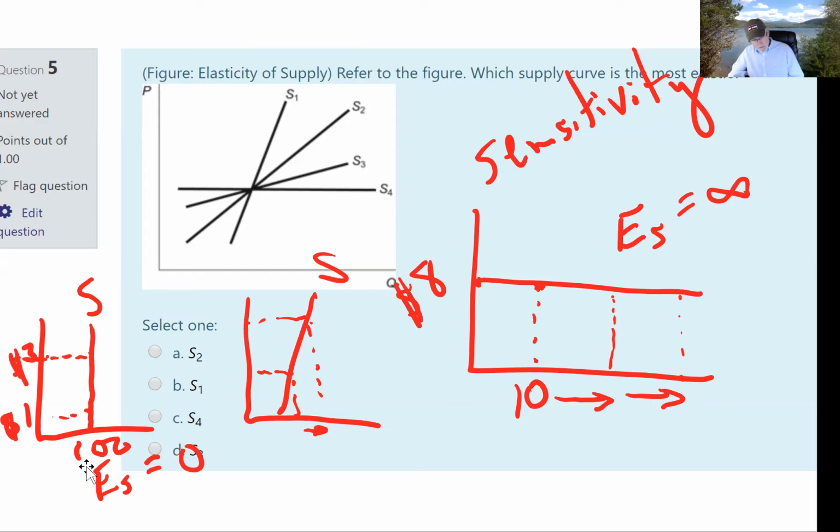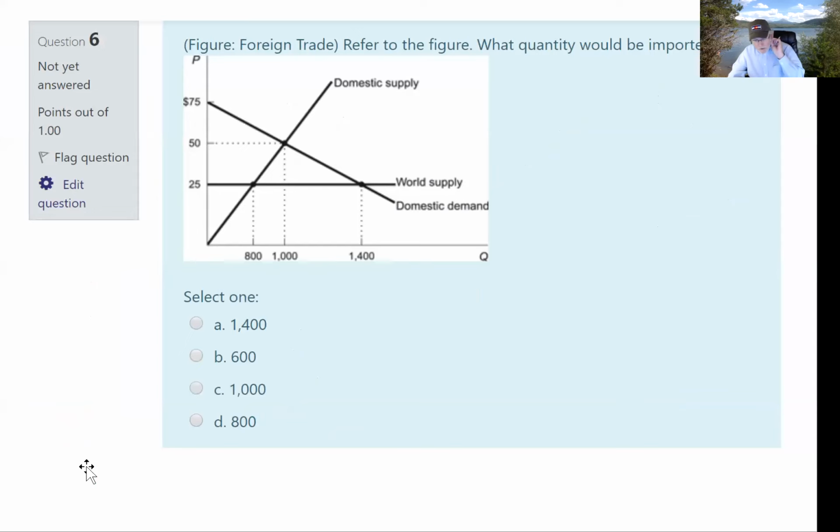Okay? Number 6, dealing with foreign trade. What quantity would be imported? Well, first, you got to think about what does it mean to import a product. That means we are buying from foreign producers. Okay? So, question like this, really important to look at the graph and think about what the parts of the graph represent. Sometimes people just kind of freak out. They see the graph, they don't stop and think about the parts, and that's what you have to do.